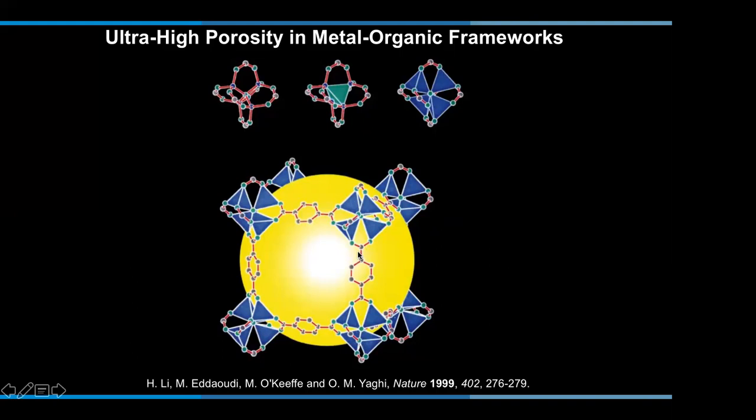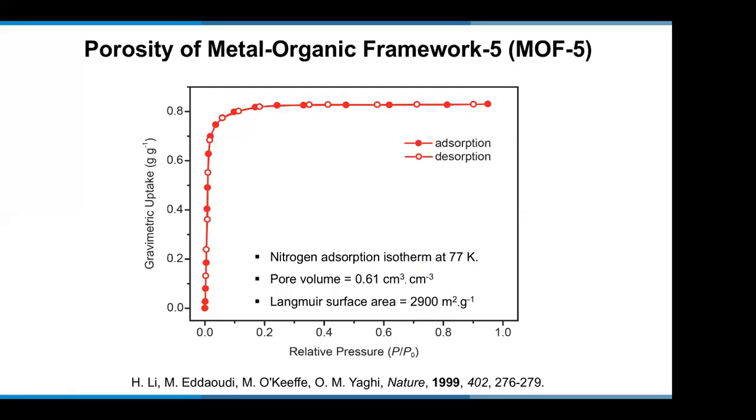And this is a very well-known structure we call MOF-5. This structure is very famous because its surface area is extremely high. So unlike the MOF I just showed you, this surface area is around 2,900 meters squared per gram. And you can see a very nice type one isotherm. And the uptake and release of the gas is quite reversible, showing that in fact it's architecturally robust, and 61% of the crystal is open space.